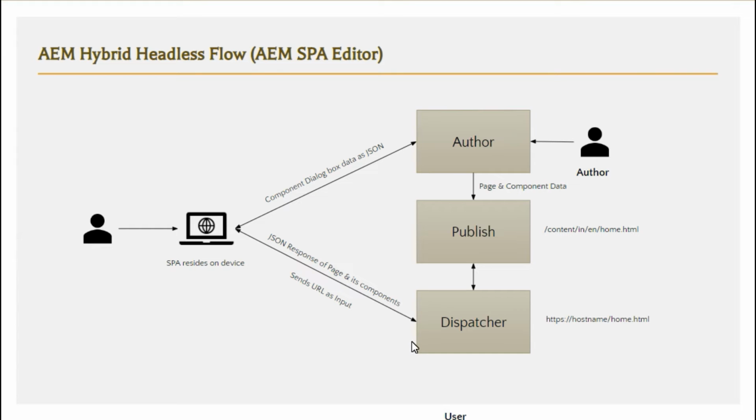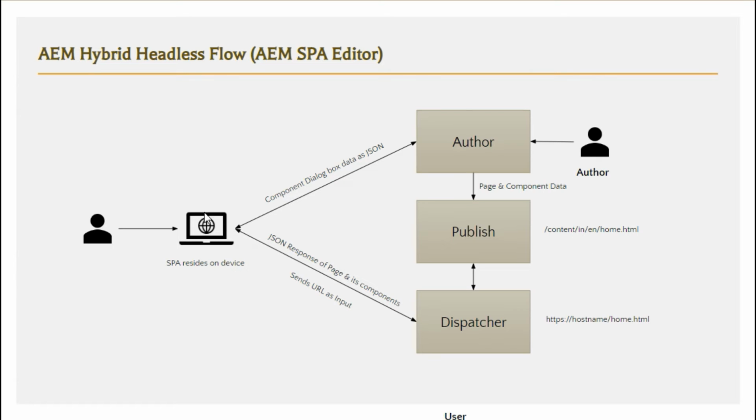and then that page component will send that URL and hit this dispatcher. Okay, and here you have this homepage.html. So this is the URL which is coming to the dispatcher. Now this dispatcher will convert it to the long URL like this, right? And it will hit the publish instance, and then publish will send back the list of the components which are available as part of the home page as a JSON.